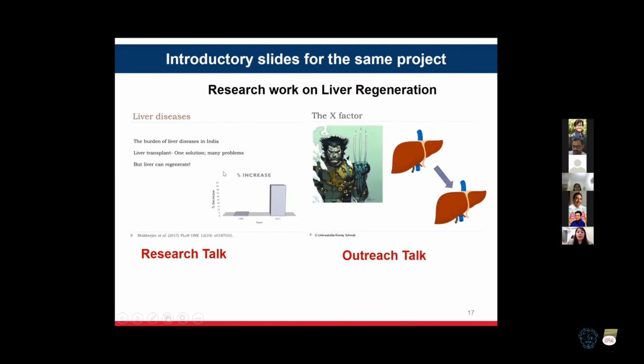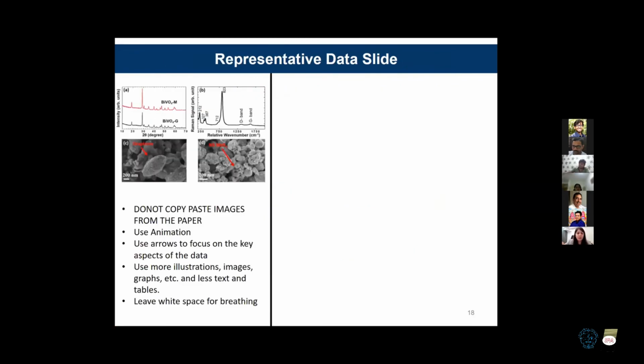But when she's giving an outreach talk to school students, very creatively, she has brought in this character of Wolverine, who has the superpower to regenerate itself. So these are the kind of analogies that we need to bring in to be able to really make people understand the kind of work that we do.